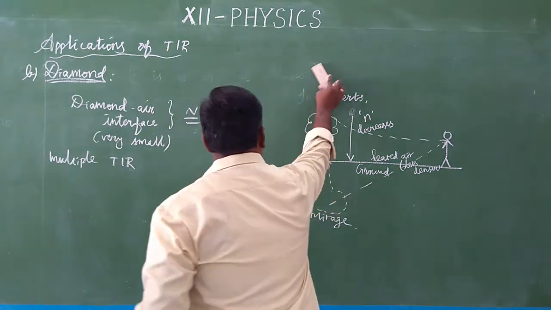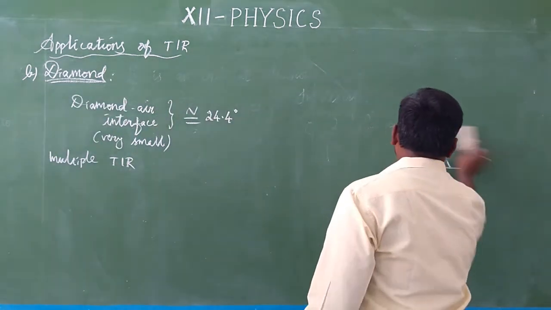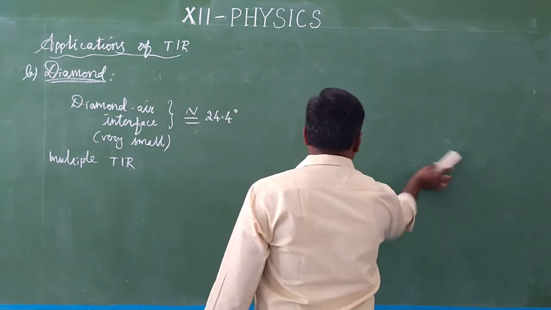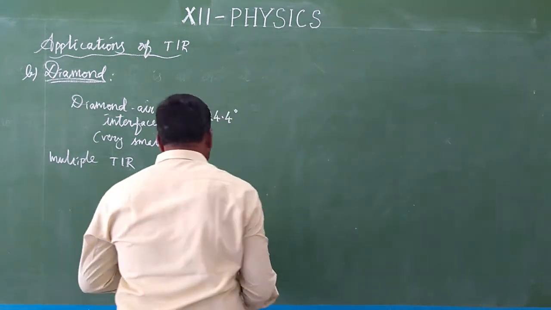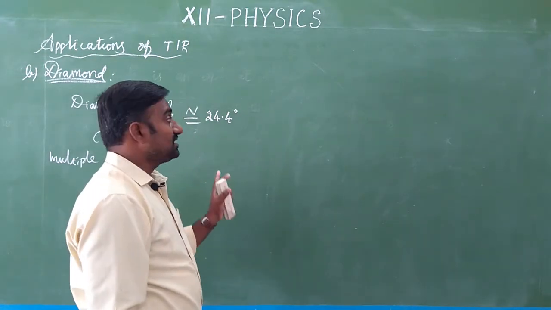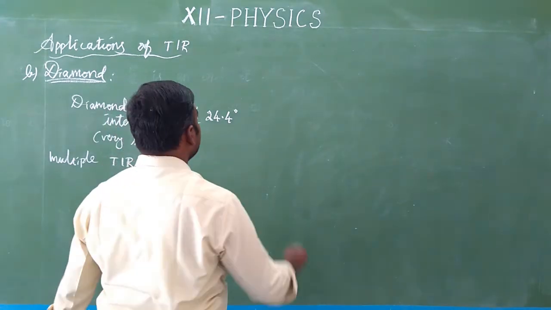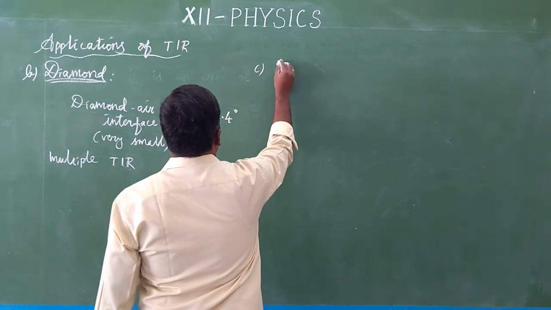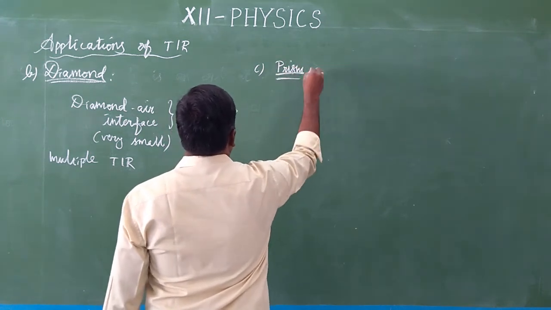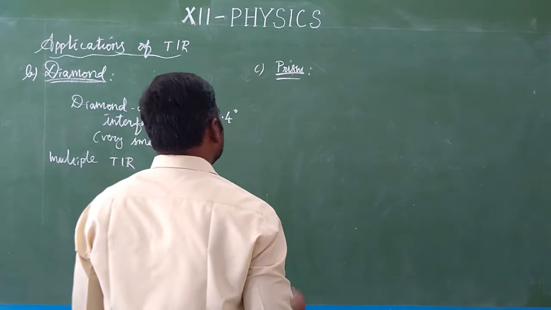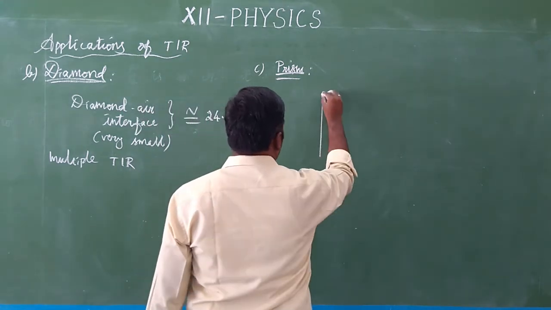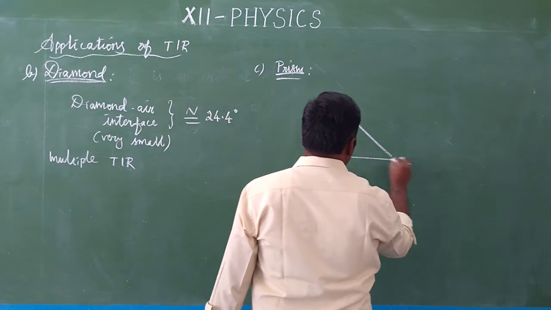Then the third application of total internal reflection is the prism. A prism is used to bend the light rays without changing the size of the objects, by 90 degrees as well as 180 degrees. So application 3 is the prism. In a prism, we have different shapes of prism. First we will see the right angle prism. This is a right angle prism.